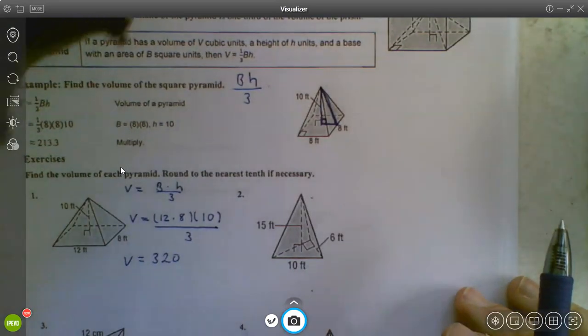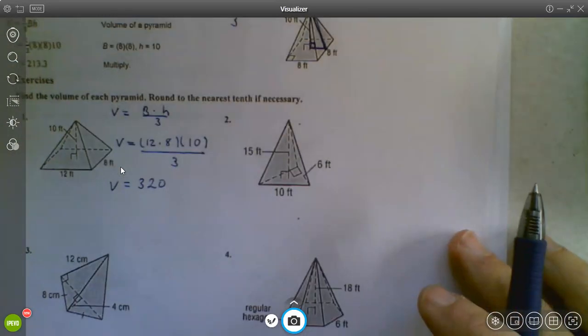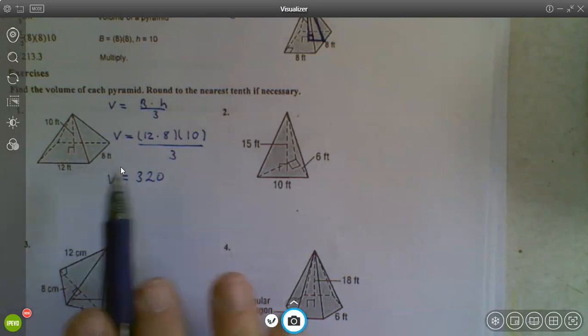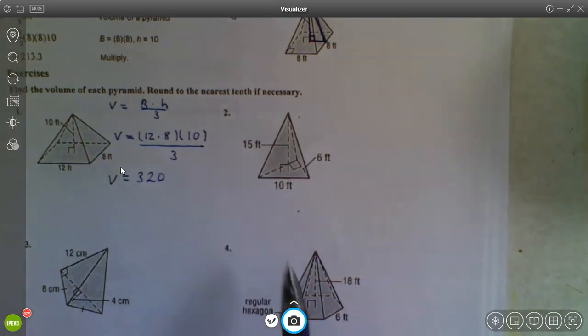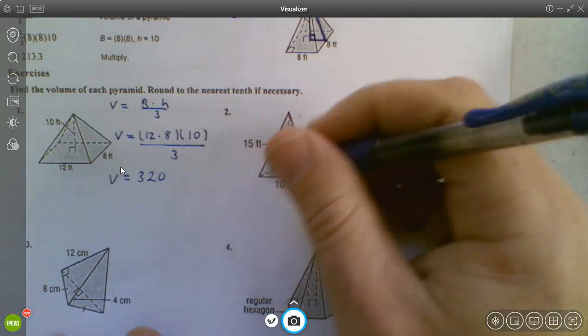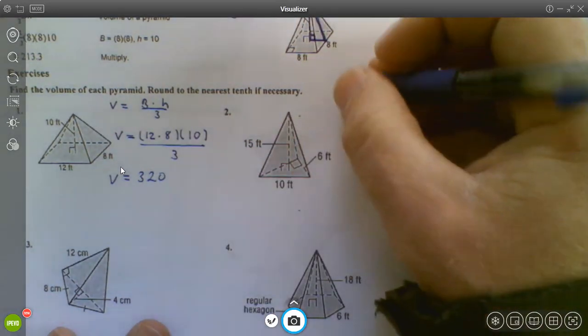I wanted to give you some practice with some different bases. Sorry, I'm just trying to adjust to get it correctly on the screen. So this is obviously with a base of a rectangle. We're going to look at some bases with triangles and then bases with a regular polygon as well. Just to give you a few different looks, do make sure you go through all these and fill these notes in with me.